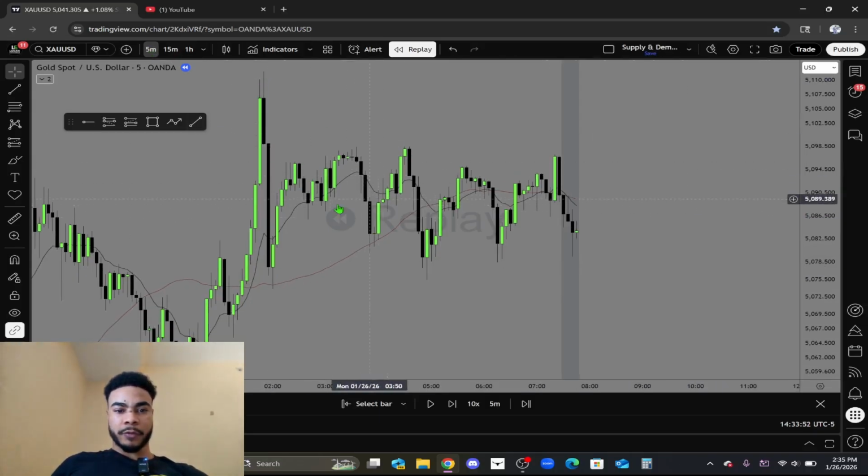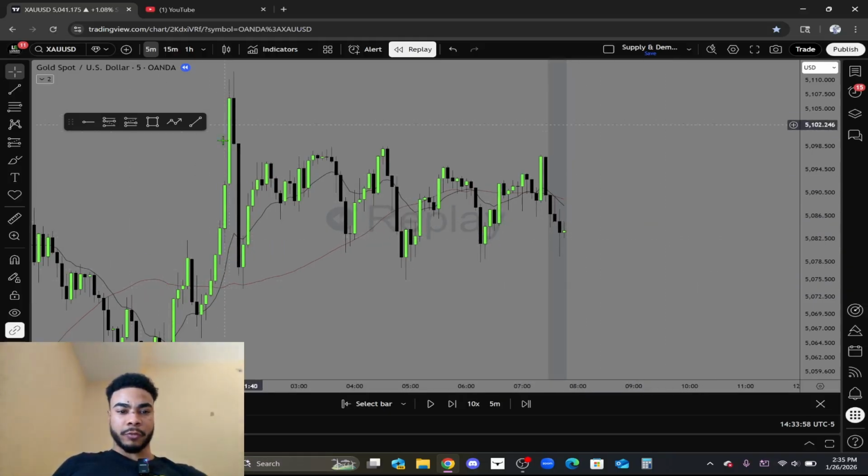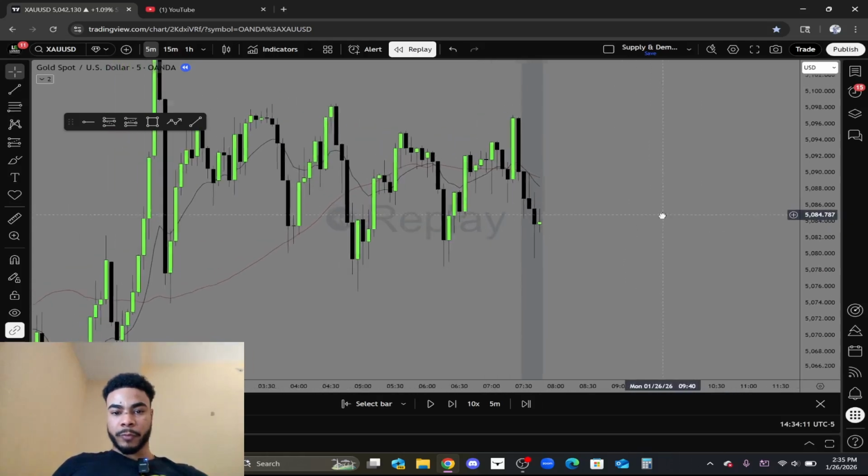This is on the 5-minute time frame, and once I woke up around 7:30, I see that price is consolidating right here. You see price go up, down, up, down, up, down, up, down. It's just moving sideways. It's not trending up and it's not trending down. Next, so from here we're just waiting.